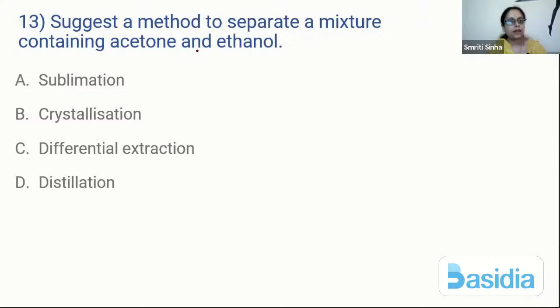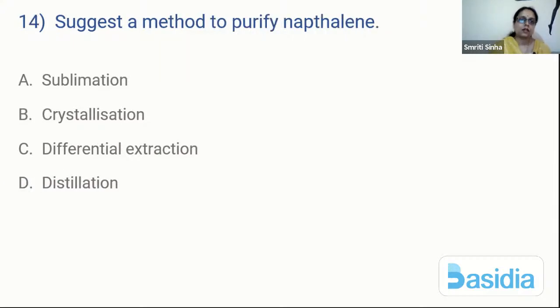Next, suggest a method to separate a mixture containing acetone and ethanol. How will you separate acetone and ethanol from each other? Both are liquids, and both liquids can be separated only by the distillation technique. Next, suggest a method to purify naphthalene. Naphthalene is again a sublimable compound, and hence to purify it you need the sublimation technique.